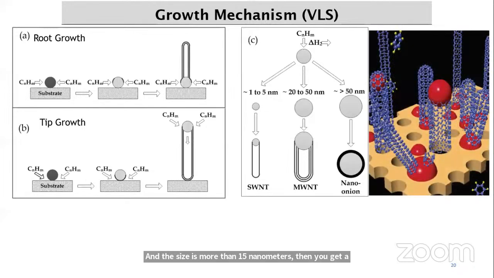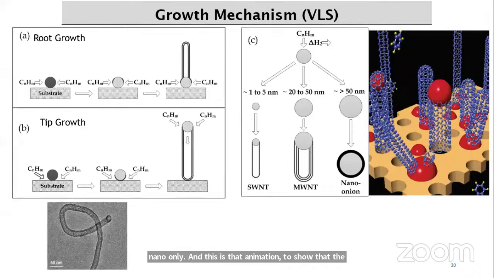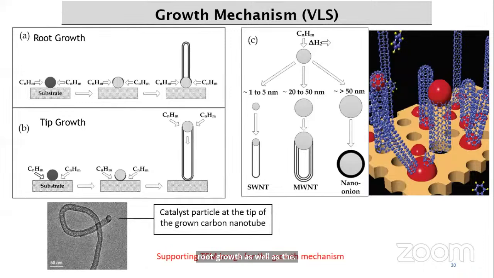And this is the animation to show the root growth as well as the tip growth. And you can see here the nanotube we have prepared, and a catalyst particle at the tip of the grown carbon nanotube, which gives proof of the tip growth mechanism.